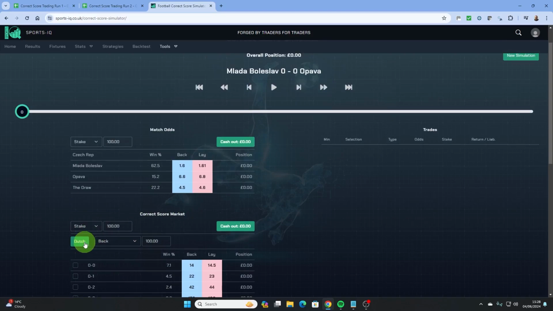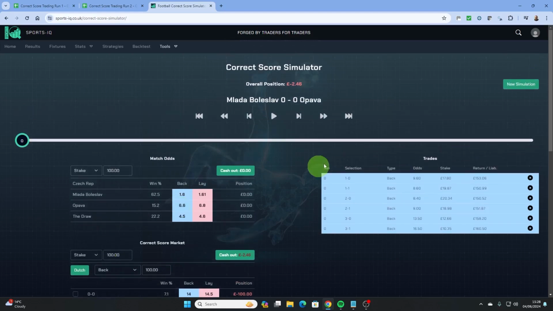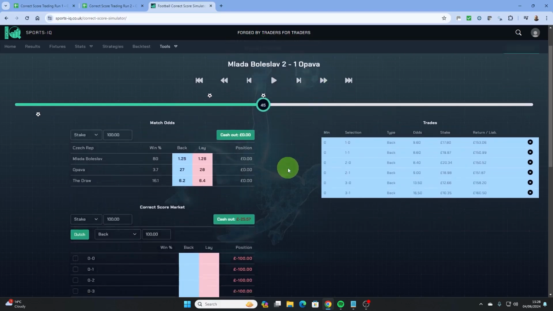So remember to click Dutch. We're going to use stakes of £100 because they're the default for the simulator, but in real life we wouldn't be using those. And we see how the game plays out. So straight away, that's bad news as the away team have taken the lead. And that's good for us. The home team have equalised, and it's 2-1 at half time.